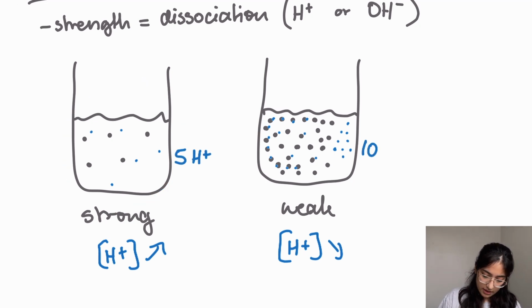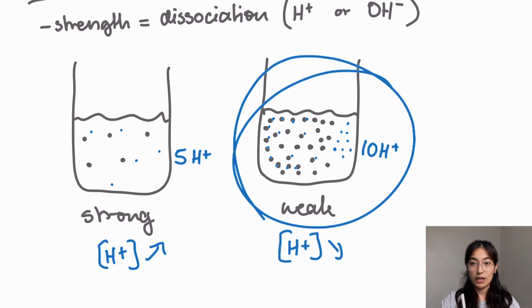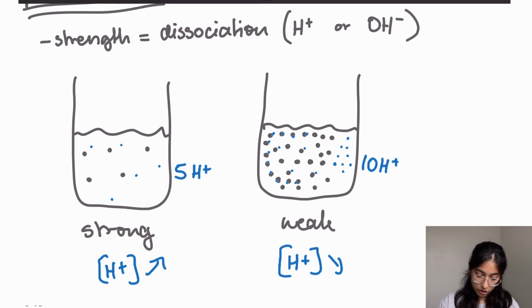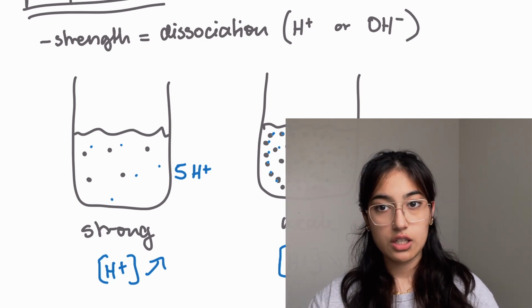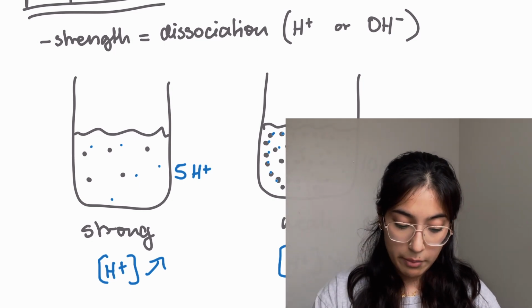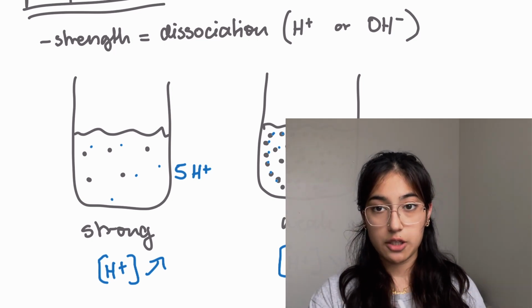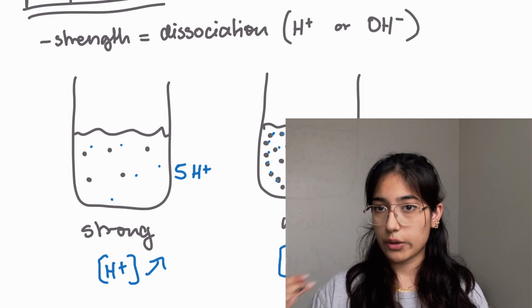This one maybe has like 10 H+ now, just because I've added so many molecules in total. But we don't say that this is now a strong one. It's still a weak one, it's just more concentrated. And so even though now the concentration of H+ might be greater, strength isn't the only thing that affects the concentration of H+, the actual concentration of the acid also affects it. So just remember, directly measuring the concentration of H+ alone doesn't tell you the strength of the acid. You also have to consider the concentration as well.